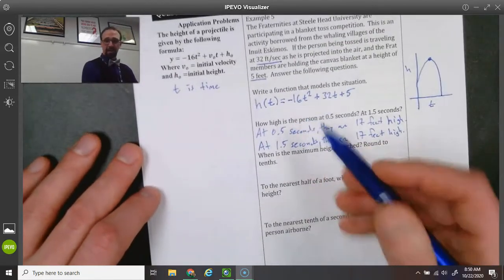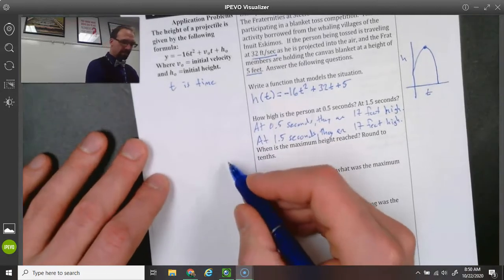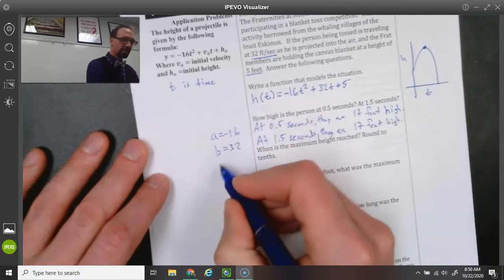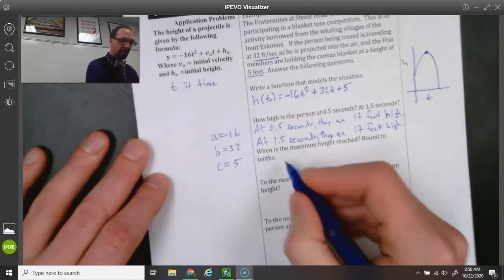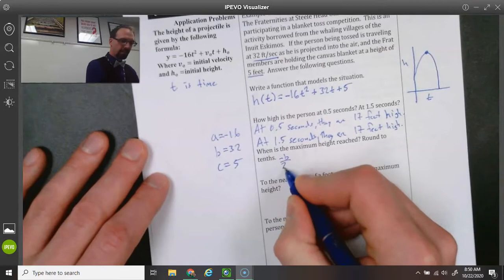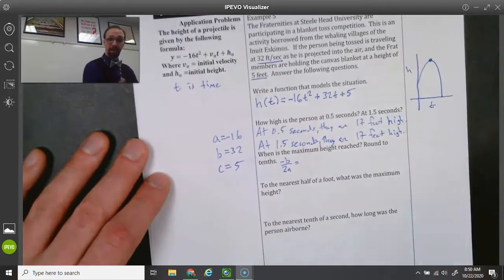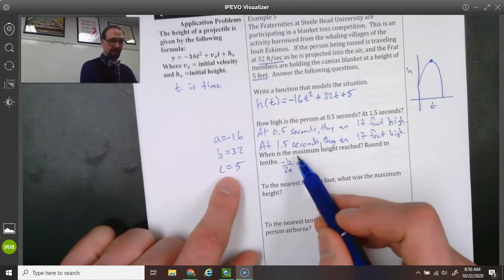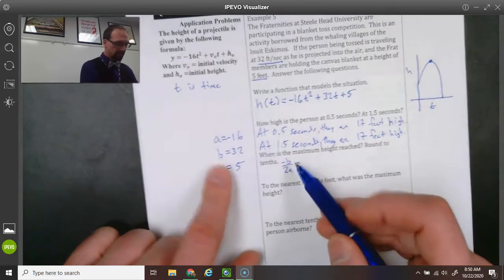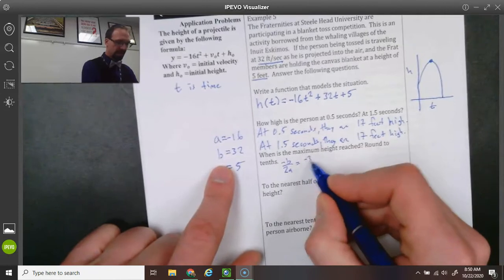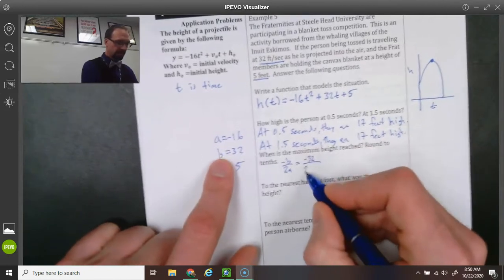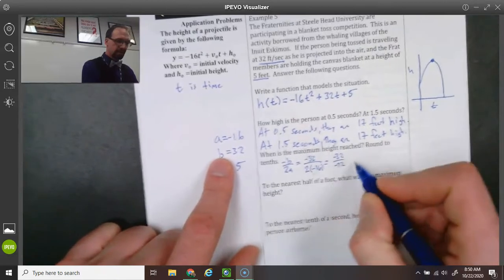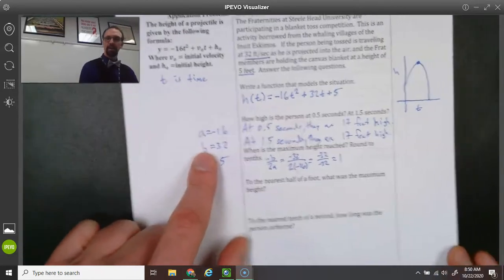It's in standard form here, so we're going to do opposite b over 2a. So a is -16, b is 32, c is 5. Opposite b over 2a is going to give us our x coordinate for our vertex. And that's what we want to know, because when is the maximum height reached? So here we go, opposite b, so that's going to be -32 over 2 times -16. That's going to be -32 over -32. Well, that's 1. So this is 1 second.